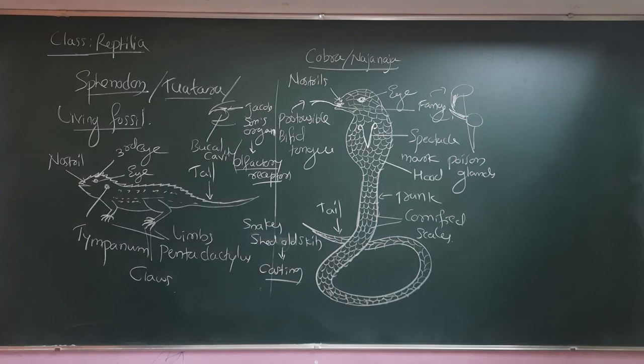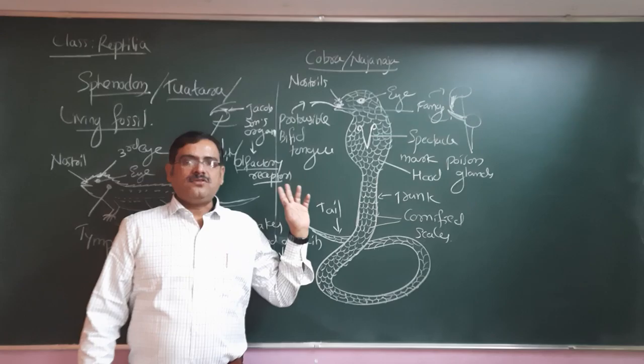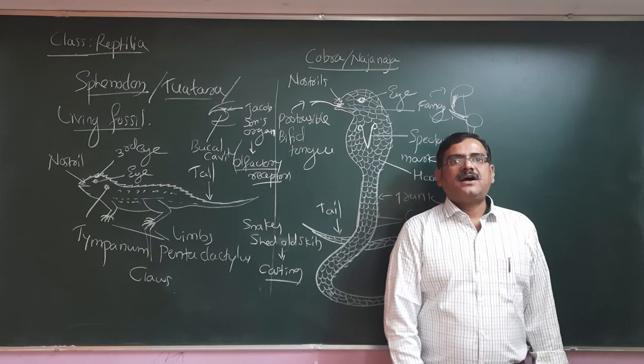Some more animal groups are still there that we are going to discuss in the next class. In today's class, we have discussed two important examples: one is Spanodon, the other is Cobra, Naja naja.